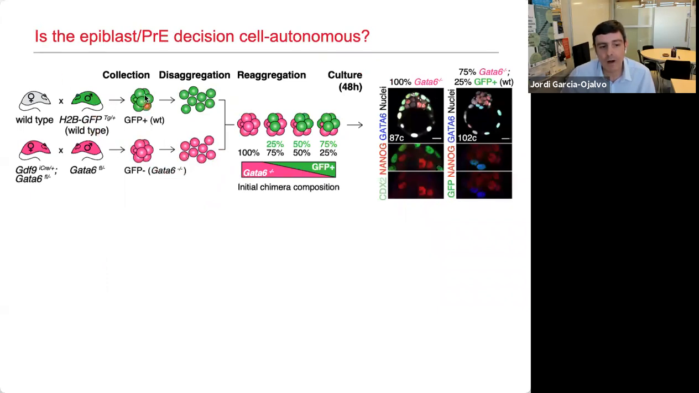So now we take these two mice, we take these two early embryos, we disaggregate them, and then we mix them together. So what we can do is we can take cells from one type or for the other type, and then we mix them together. And we can mix them in different fractions. So we can, for instance, consider a situation in which we have only cells coming from the mutant mice that cannot produce the blue fate.